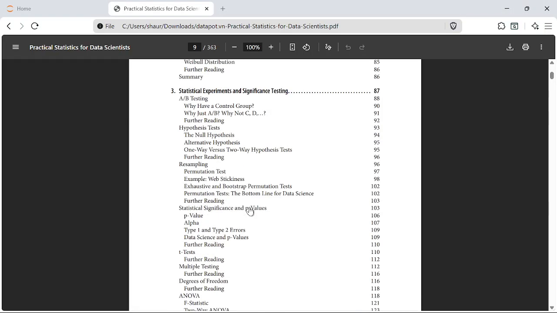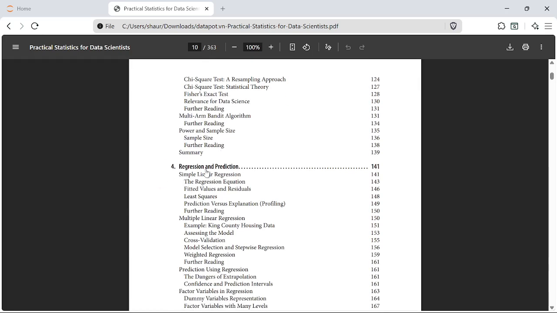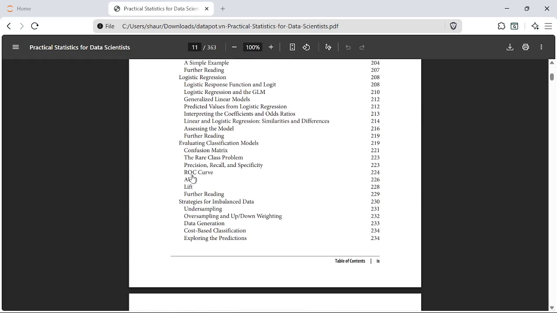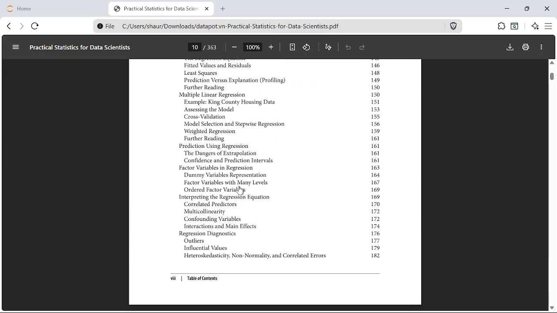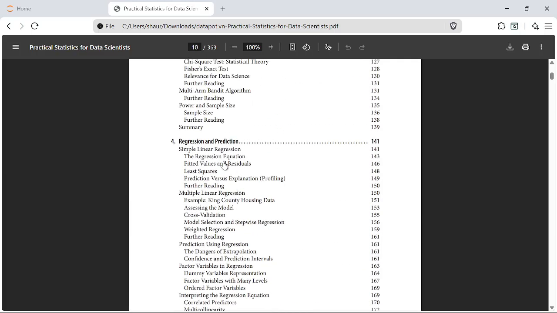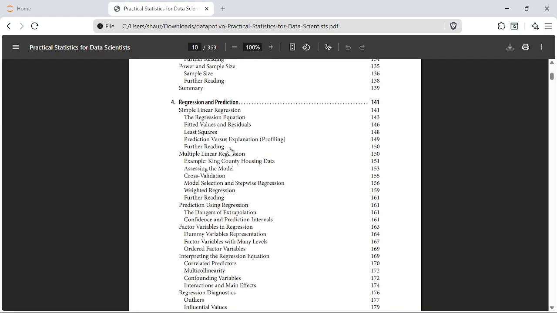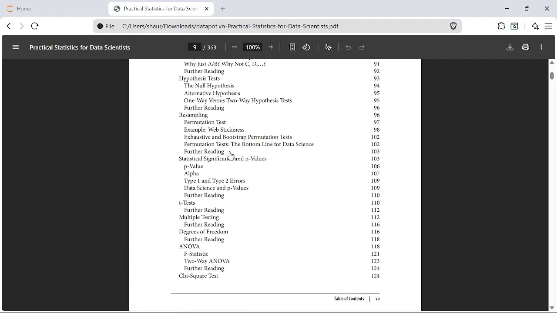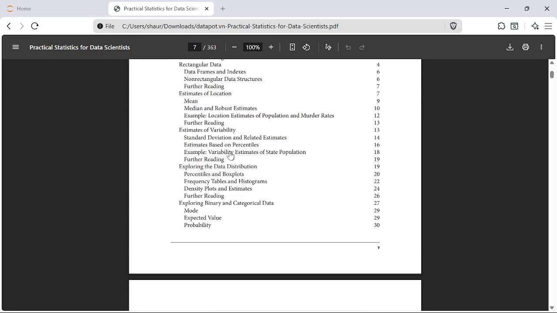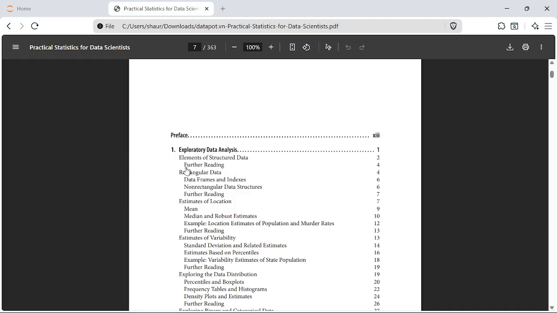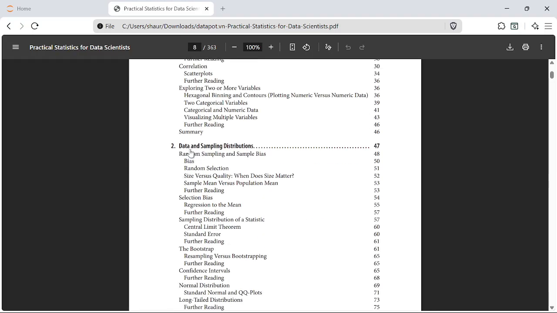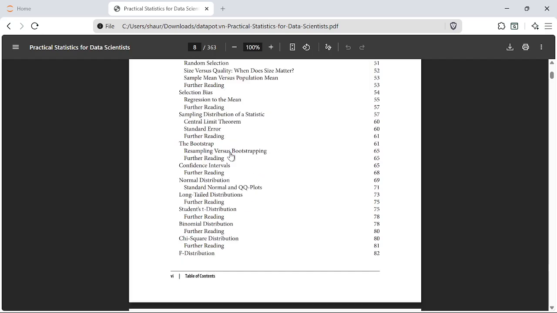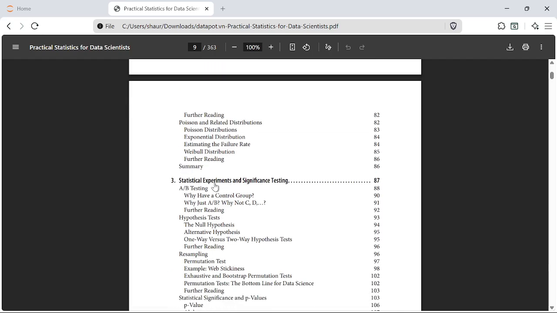We won't be diving into chapters 4, 5 and 6 because these chapters are related to machine learning and all. Today we are covering only the statistics part. We might do these chapters in future, but now we are focusing on chapters 1, 2 and 3 only. Chapter 1 is exploratory data analysis, chapter 2 is data and sampling distributions, chapter 3 is statistical experiments and significance testing.